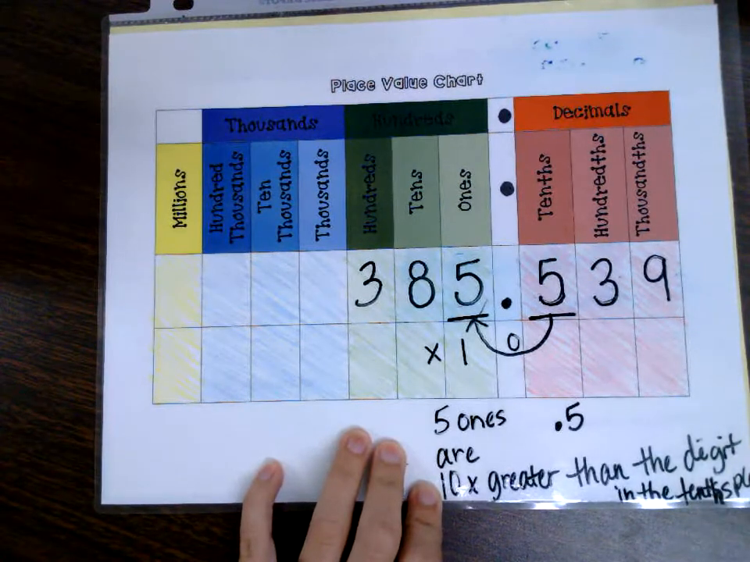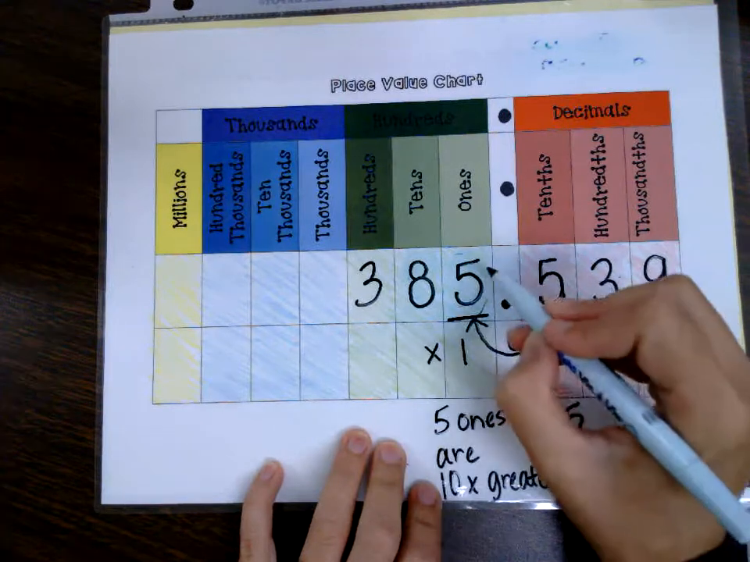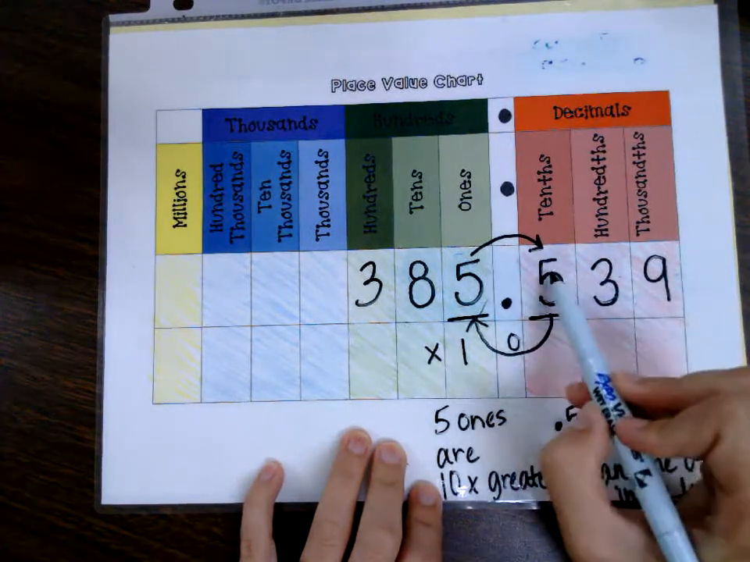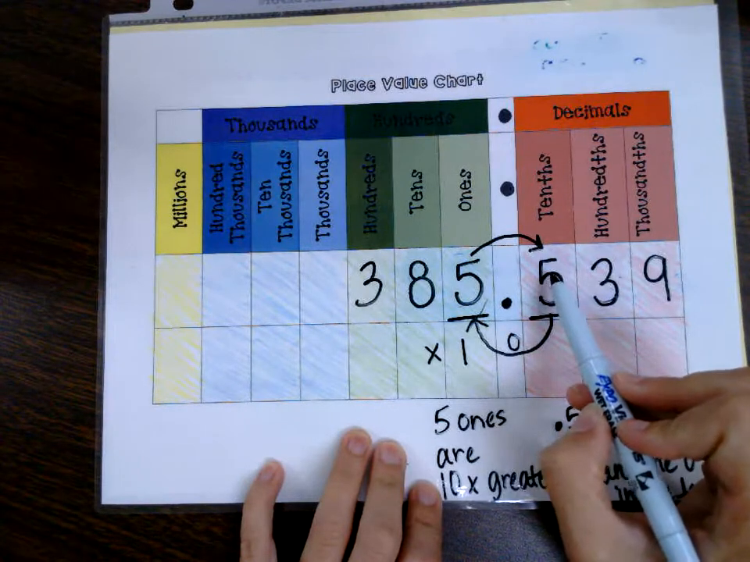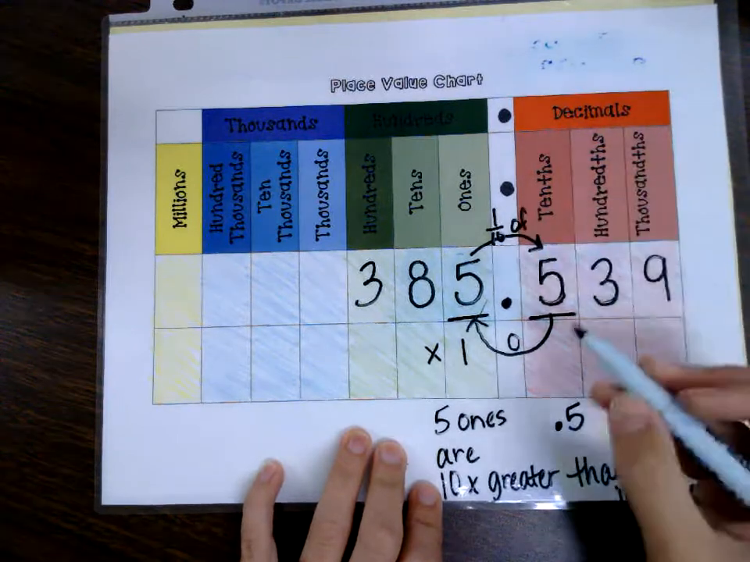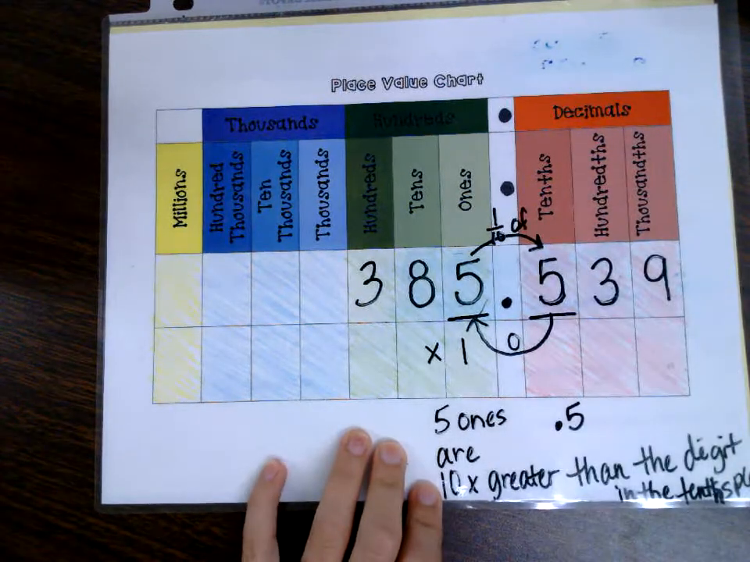I also see here that I could write it a different way. I could go the opposite direction, and I could say the 5 in the tenths place is 1/10 the value of the 5 in the ones place. Okay, so you could have something like that.